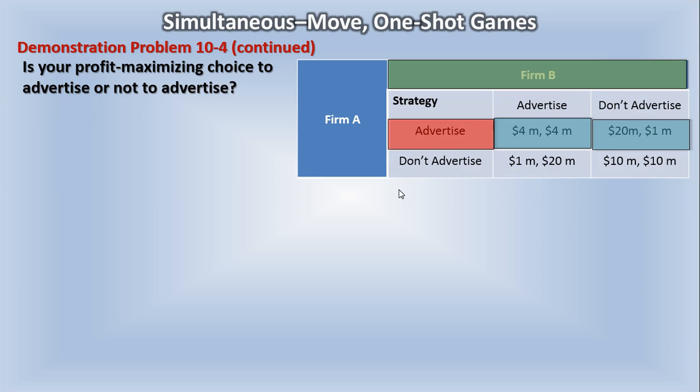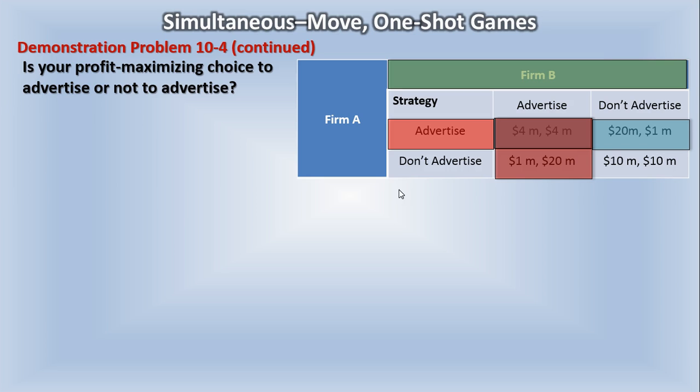Quickly identifying that if firm A were to advertise, firm B would of course choose to advertise because 4 million is better than 1 million. And then in response to firm A not advertising, firm B would of course choose to advertise because 20 million is better than 10 million. So firm B again has a dominant strategy to advertise, and both of them have that dominant strategy to advertise, and therefore advertise is what?